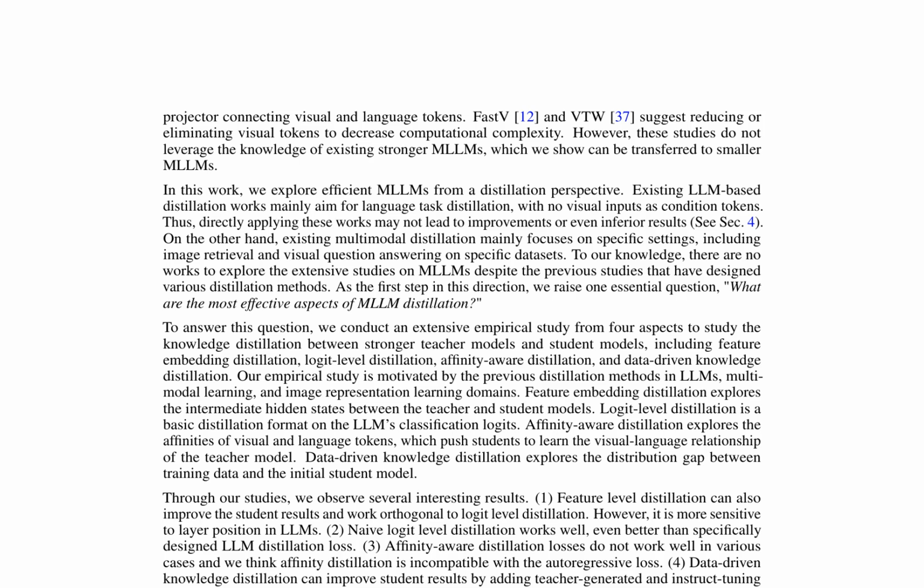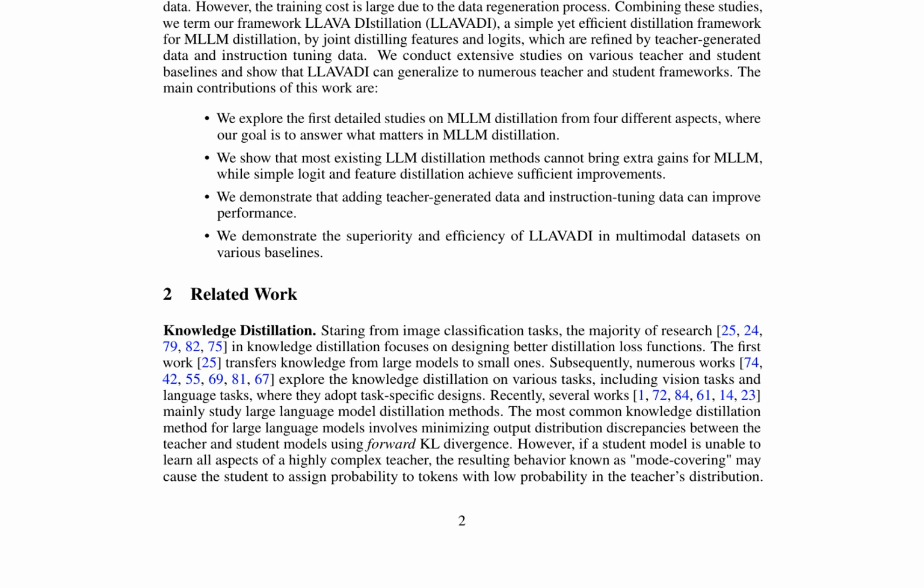To address this gap, the authors conduct an extensive empirical study on MLLM distillation from four aspects: feature embedding distillation, logit-level distillation, affinity-aware distillation, and data-driven knowledge distillation. Feature embedding distillation explores intermediate hidden states between the teacher and student models, while logit-level distillation is a basic distillation format on the LLM's classification logits. Affinity-aware distillation examines the affinities of visual and language tokens, and data-driven knowledge distillation investigates the distribution gap between training data and the initial student model.